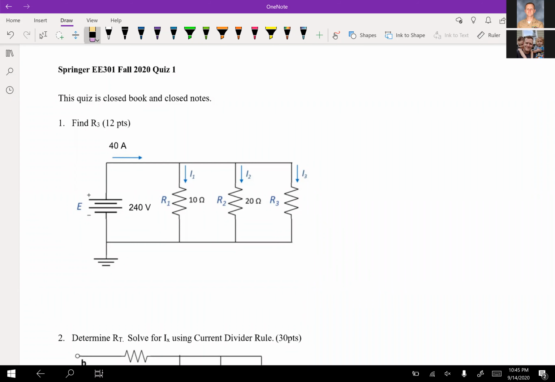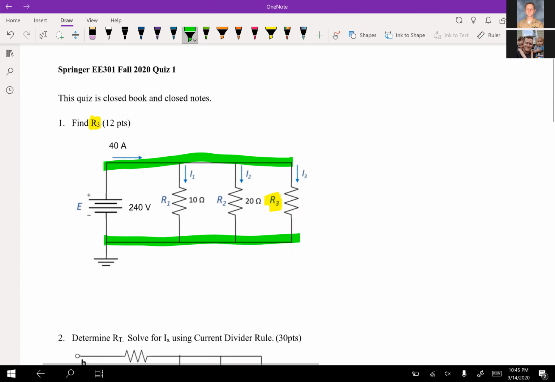All right, we have here the solution to quiz 1. It's helpful to always make sure we know what we're solving for. We're asked to find R3, the resistance of this third resistor. If we're looking at nodes, all of this and all of this are two different nodes, A and B. So everything is in parallel.